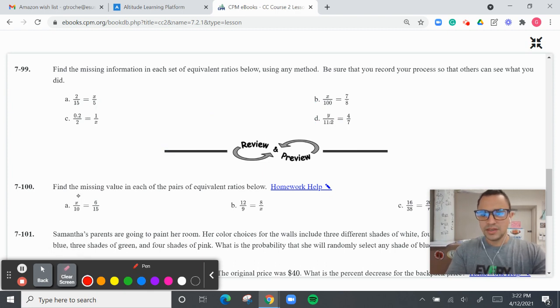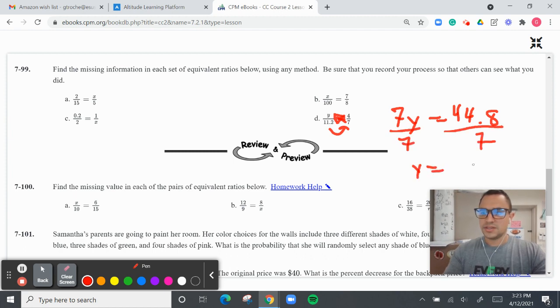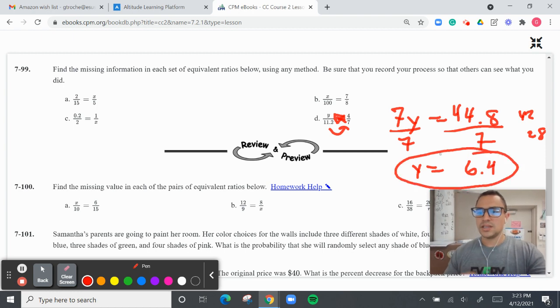Last one. This one is y and 4 and 11.2 to 7. This one is pretty tough. So I would just simply recommend cross multiplying. So I'm going to do 7 times y. So 7y equals 11.2 times 4, which is going to be 44.8. And we just divide by 7 and get our answer. 7 into 44, 6 times, that's 42, with 2 left over and 8, and that's going to be my decimal, so that's 0.4. So y is going to equal 6.4.